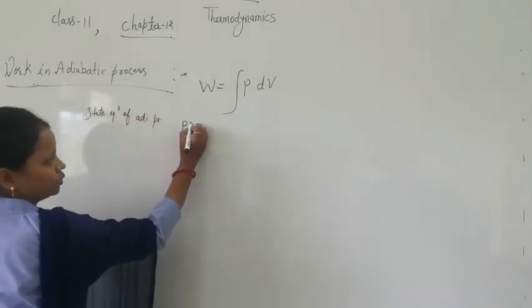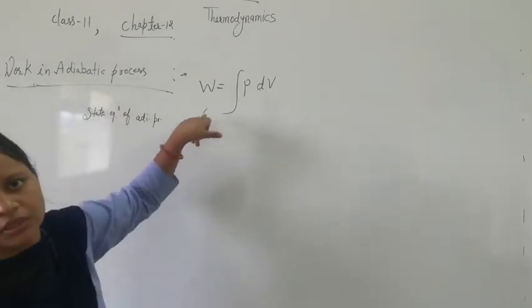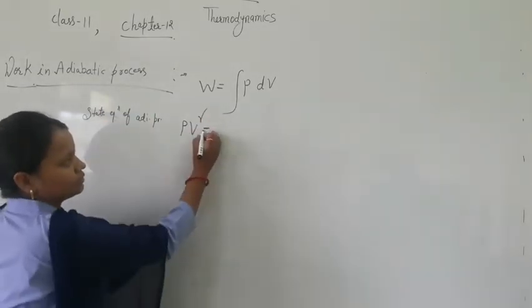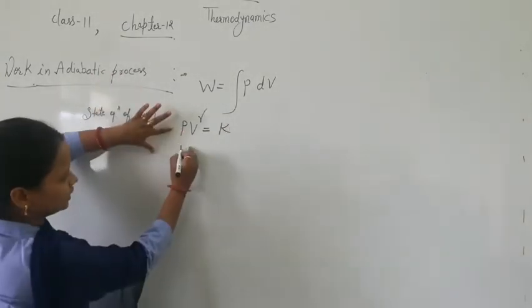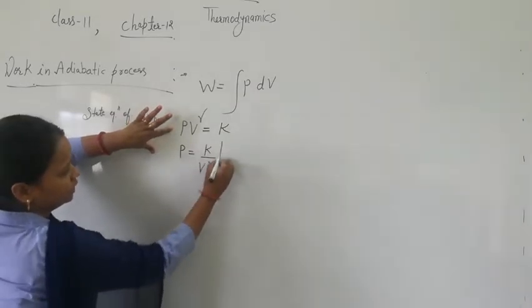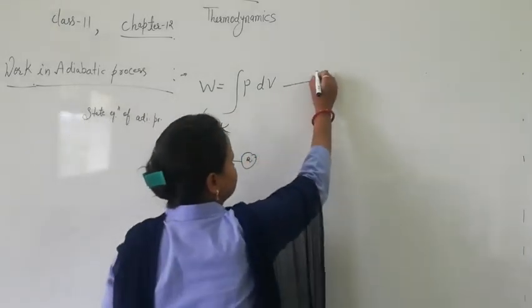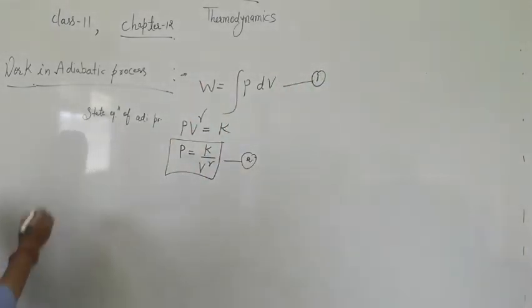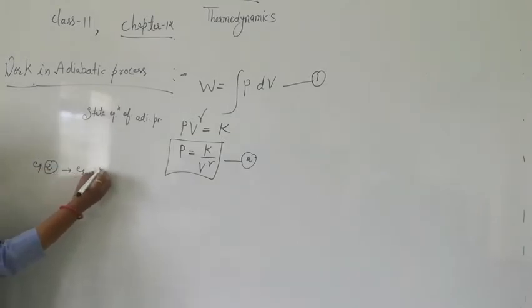What is the state equation? We have P times volume raised to the power gamma is equal to constant K. Then we can write pressure in terms of volume like this. This is equation number 2, and this is marked as equation number 1.